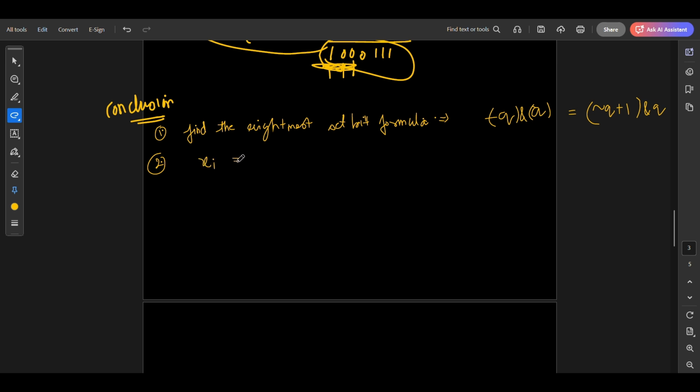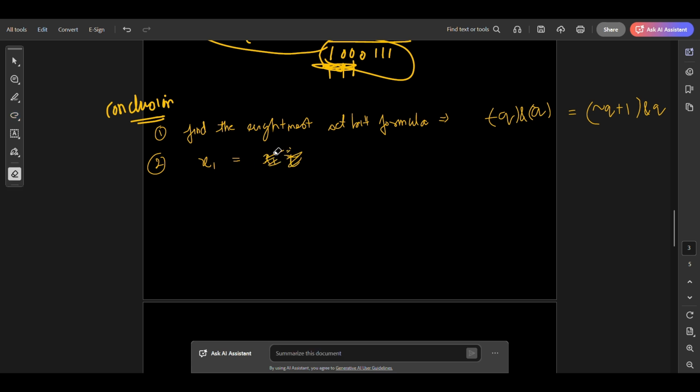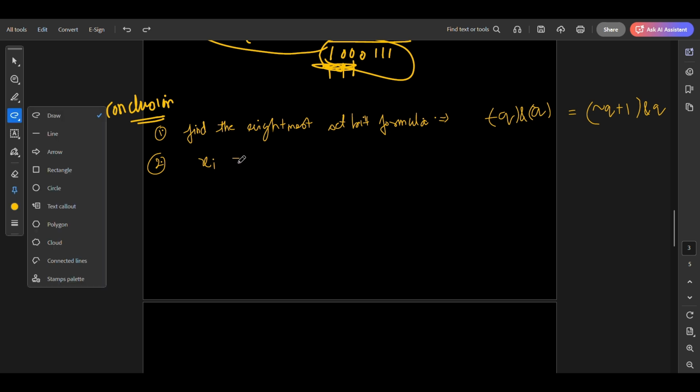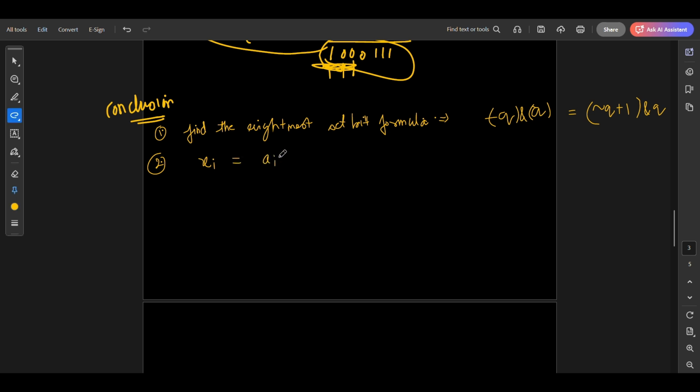we have to find a number ai such that ai or ai plus 1 will be equal to xi. Now to find ai we have to do some operations in the bit part. So what we will do first is take the invert of xi. We will take the invert of xi.